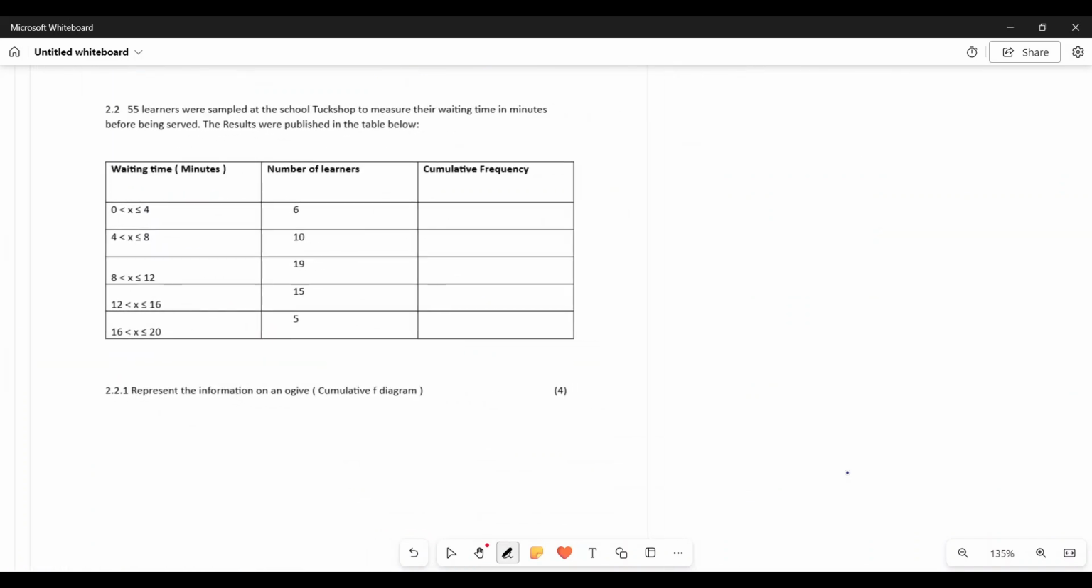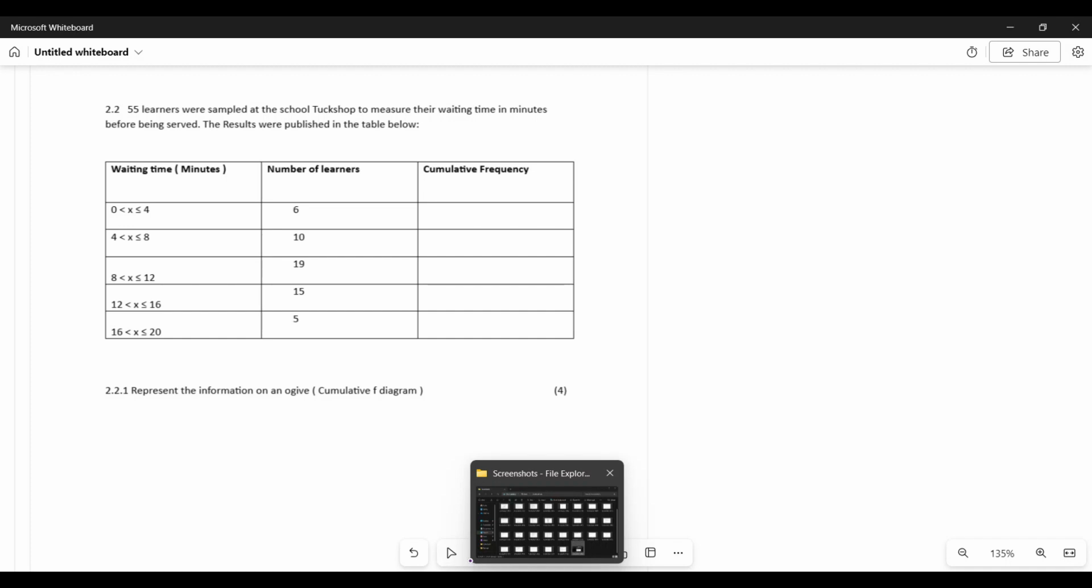Now moving on to the next table: 55 learners were sampled at a school tuck shop to measure their waiting time in minutes before being served. The results were published in the table below. So first we need to complete this cumulative frequency table. Let us go about doing that.